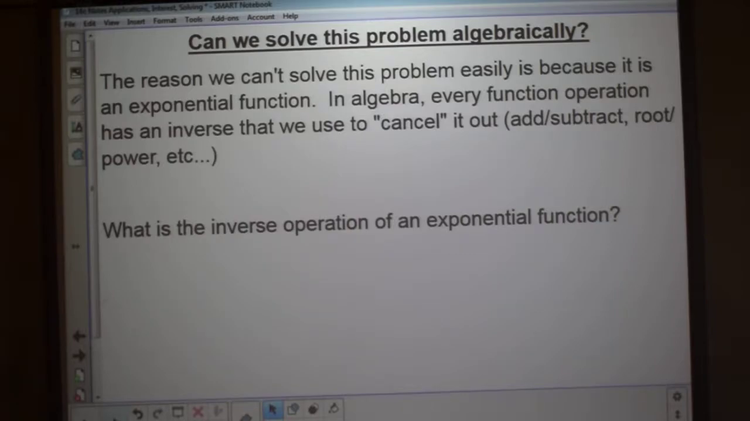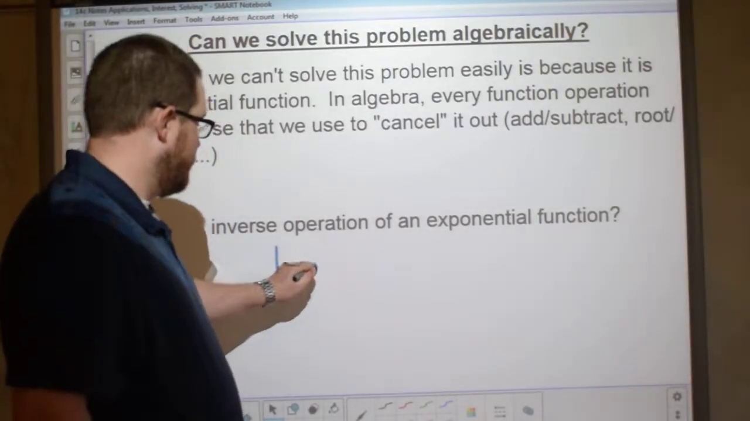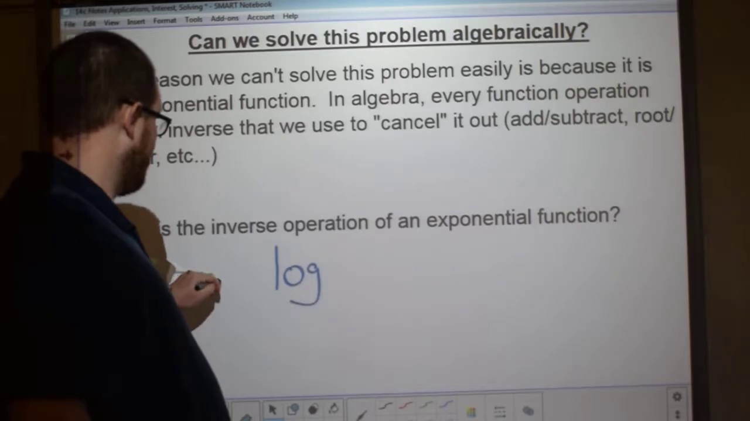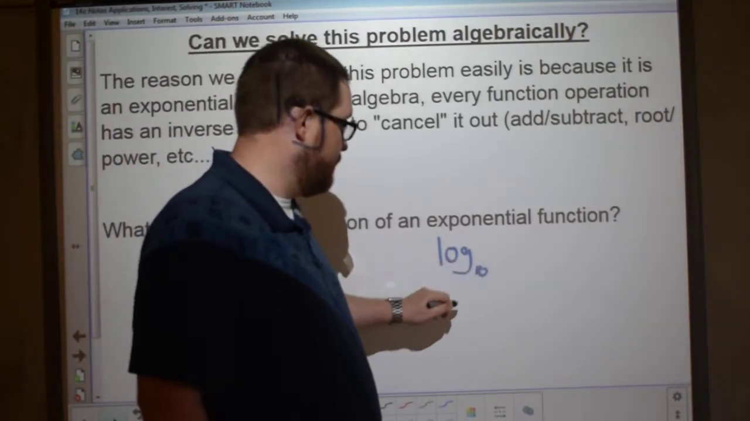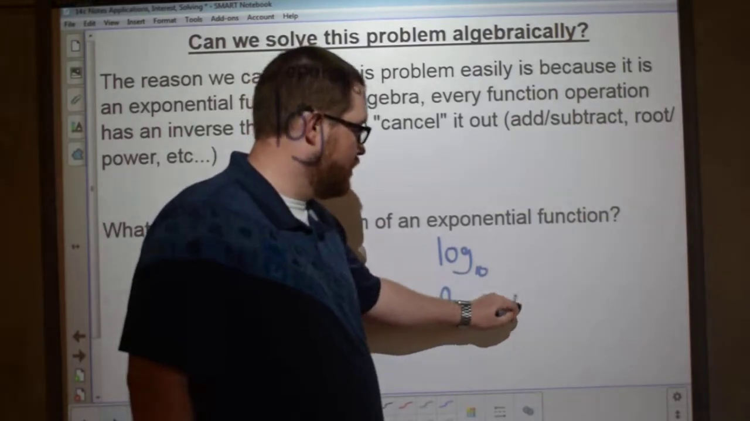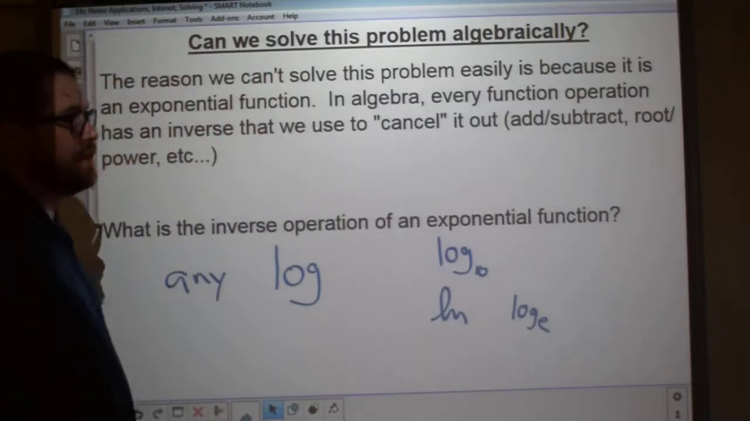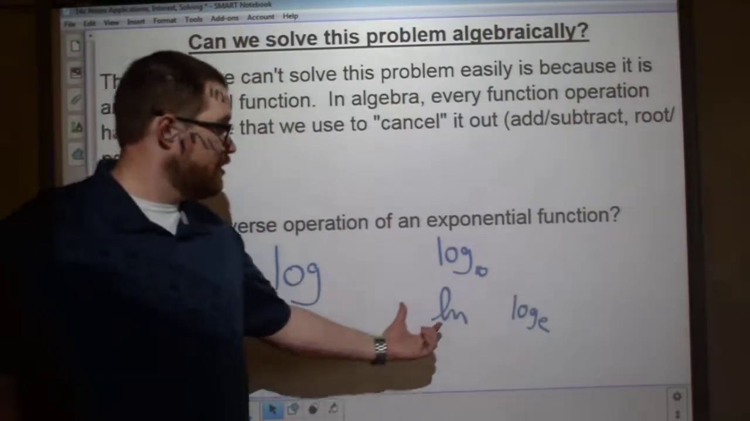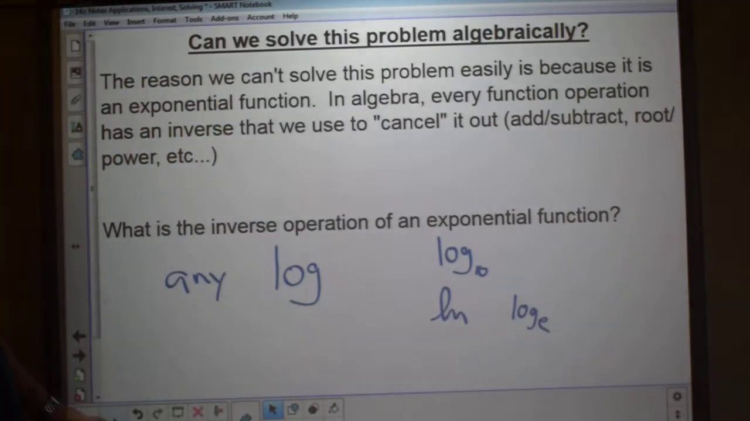Well, yeah. The problem is we had an exponent in this problem. We had an exponential equation. What function will cancel out an exponential function? And it's a log. Any kind of log will do. But we're either going to use a common log, which is a log base 10, or a natural log, which is a log base e. And the reason we do that is we have a log base 10 and a log base e button on the calculator. I will usually use a natural log. It will make more sense when you get to calculus why I do that. But either one works.